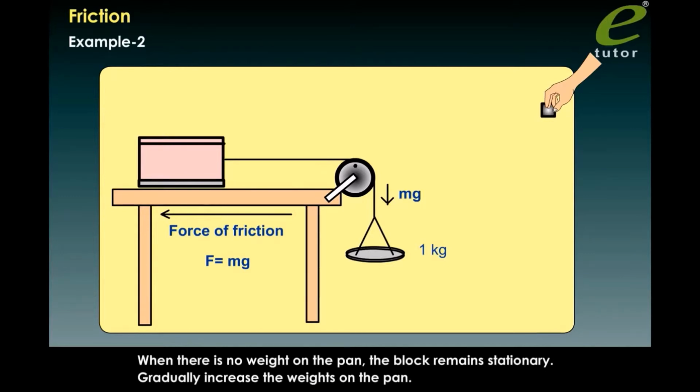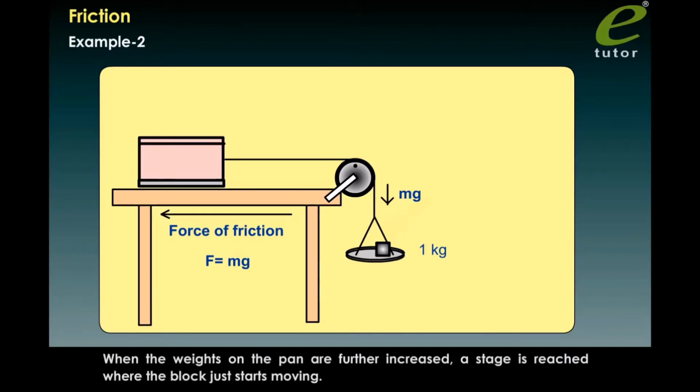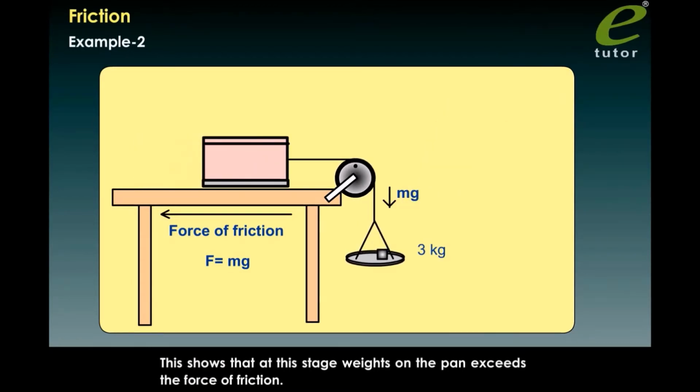Example 2. When there is no weight on the pan, the block remains stationary. Gradually increase the weights on the pan. Up to certain weights put on the pan, the block remains at rest. When the weights on the pan are further increased, a stage is reached where the block just starts moving. This shows that at this stage, the weights on the pan exceed the force of friction.